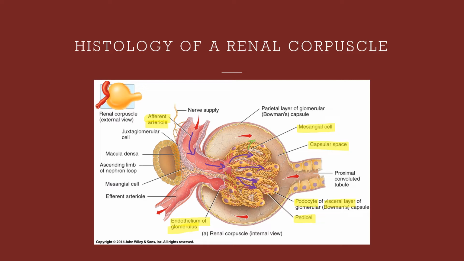That was a bad color. One second, I'll get a different color here. Use darker green. So the filtrate is going to filter out through the cells and everything into the capsular space here. So this is going to be filled with filtrate. Whatever filters through the glomerulus enters into the capsular space. And that filtrate is then going to leave through the proximal convoluted tubule.